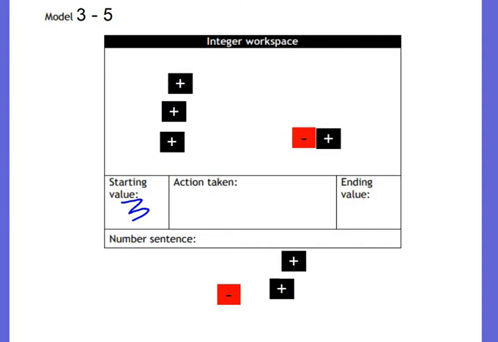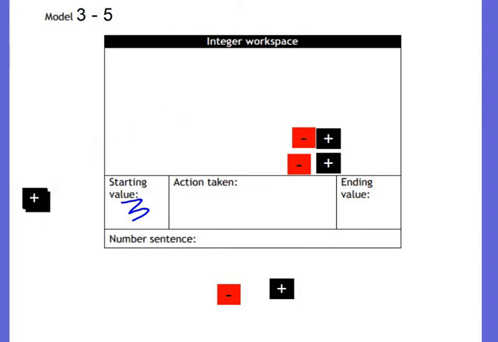No. So I'm going to do another 0 pair. Have I changed this answer of a 3? No. Do I have enough positive chips to take away? So I'm going to now take those positive chips. 1, 2, 3, 4, 5. Took away 5 positive. What is left? 2 negative. So what is 3 minus 5? Negative 2.